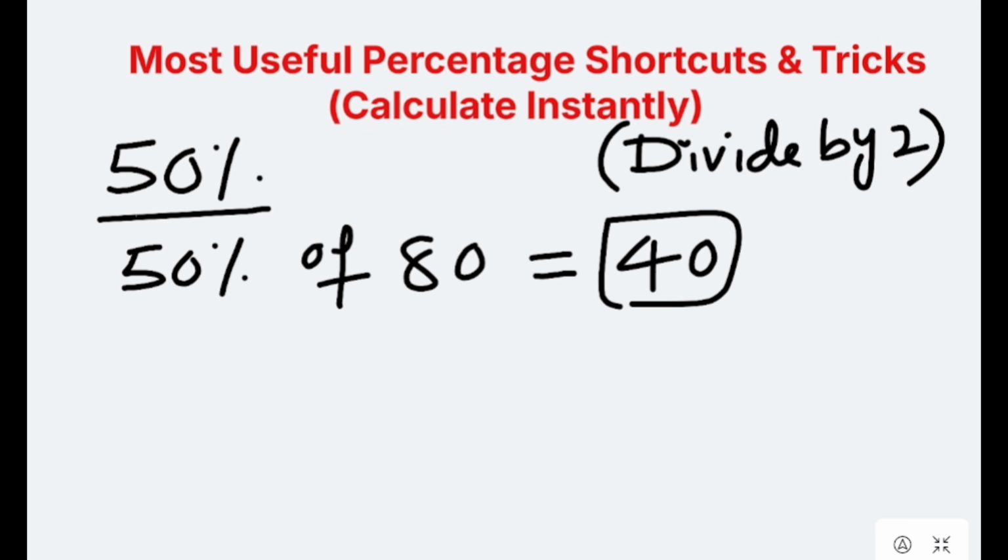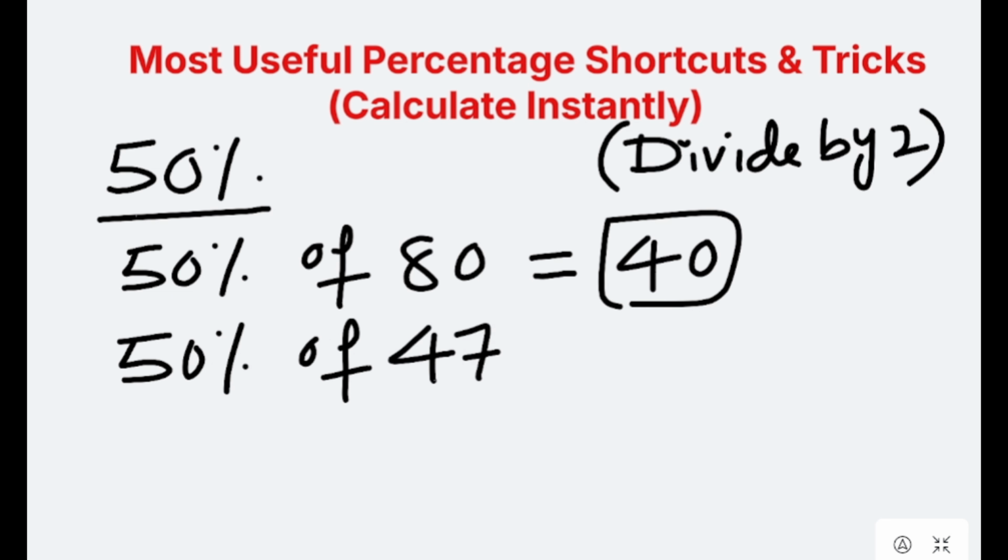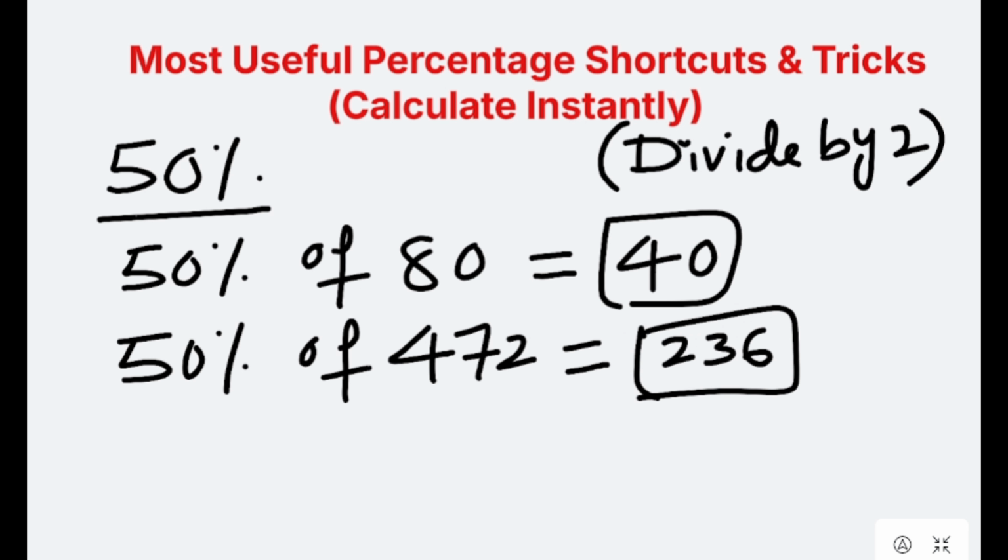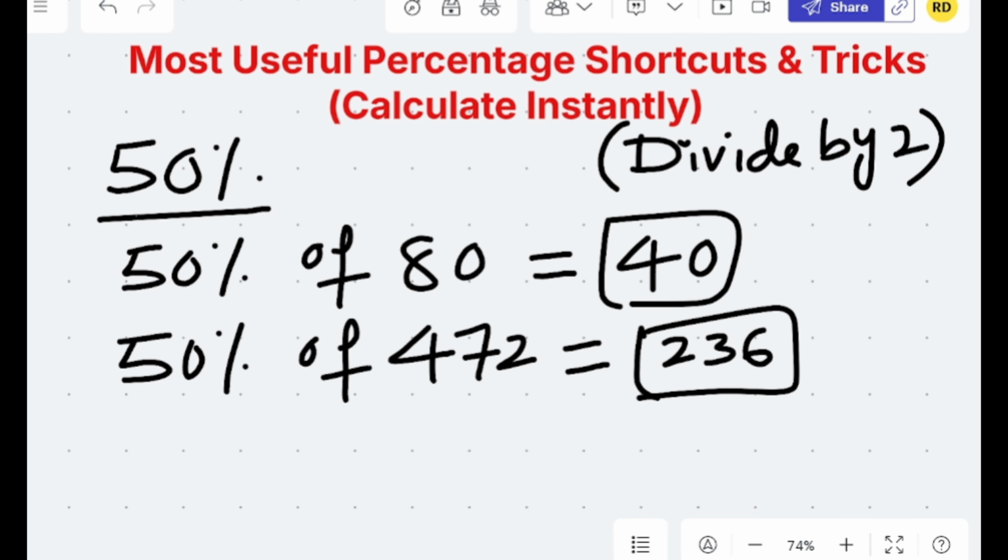Let's take another example. What is 50% of the number 472? Again, the same thing. Just divide by 2. That's the trick here. So when you divide 472 by 2, 2 times 2 is 4, 2 times 3 is 6, and 2 times 6 is 12. So that's going to be 236. So that's the trick or shortcut for finding 50% of any number. Let's see the other shortcuts.